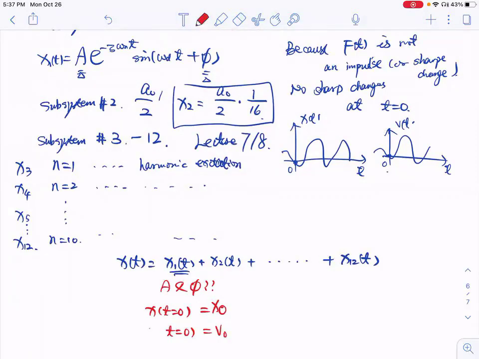Then you still have 2 equations from your initial conditions, and from the 2 equations, you can get A and phi.